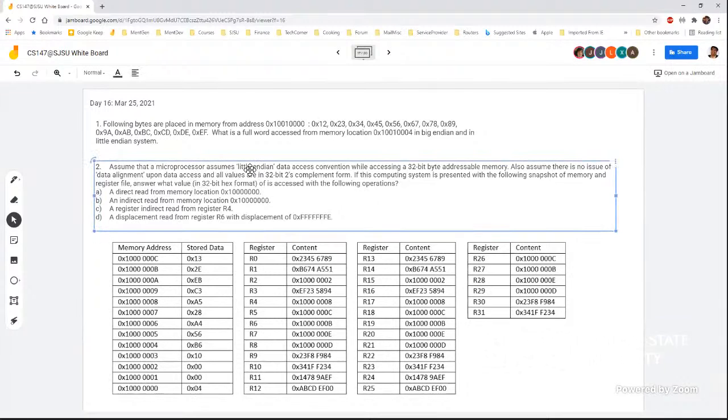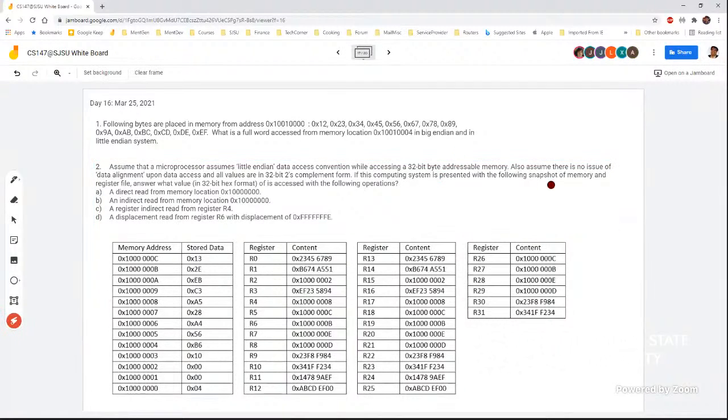Assume that the microprocessor uses a little endian data access convention while accessing 32-bit byte addressable memory. Also assume there is no issue of data alignment upon data access. All values are in 32-bit 2's complement form. If this computing system is presented with the following snapshot of the memory, this is my memory snapshot, starting from a lower address of 10000000 till 000C, you have this byte data stored on those addresses.